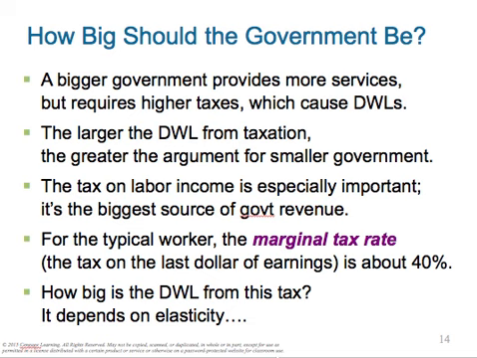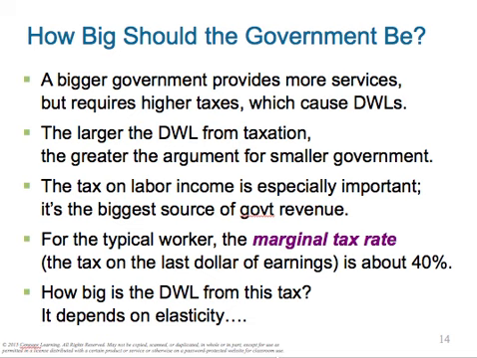So all this begs the question, how big should government be? Because the bigger the government, the more we have to raise tax revenue to fund it. And that means market disruptions. So a bigger government provides more services and requires higher taxes, which causes deadweight losses. The larger the deadweight loss from taxation, the greater the argument for smaller government. The tax on labor income is especially important. It's the biggest source of government revenue.